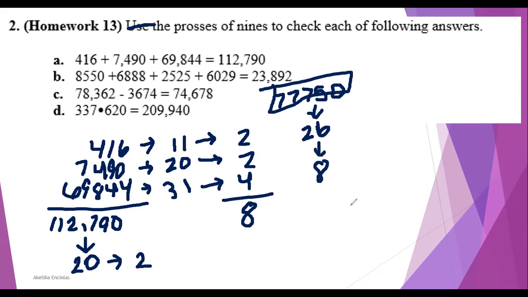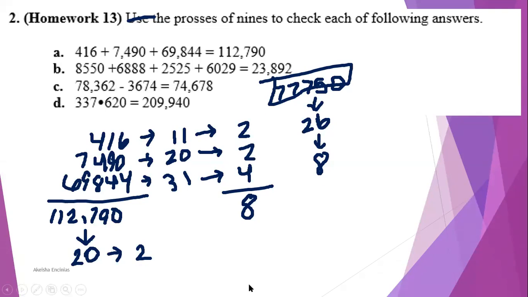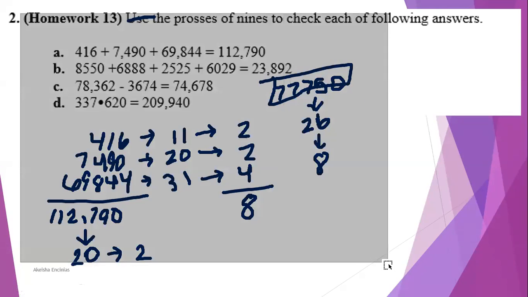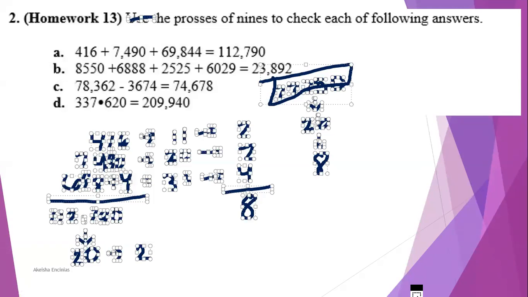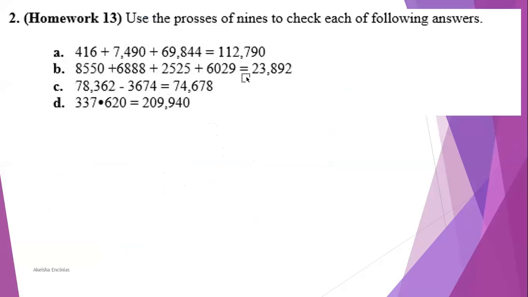And the tricky part of this is that if you're adding in the problem, you're going to have to add your remainders. If you're subtracting, you're going to subtract. Multiplying, multiplying. And that is how you're going to cast out 9s for your answers. Let's go on to question 3.